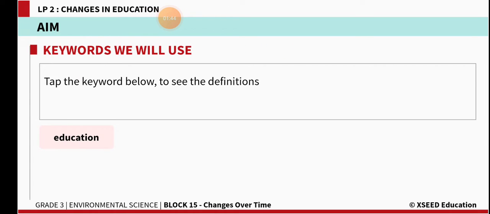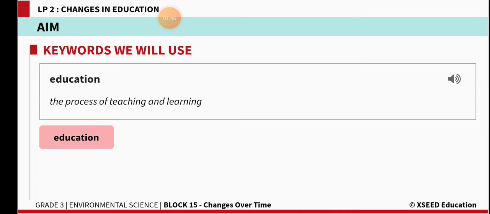So the keyword you are learning here is education. Education means the process of teaching and learning. Education: the process of teaching and learning.